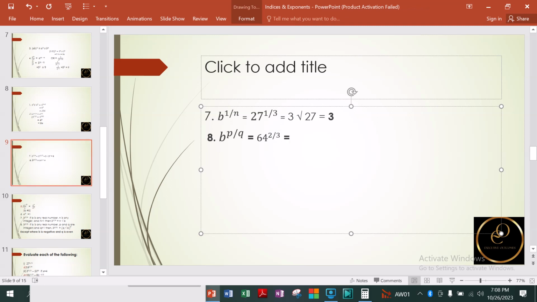So how do we go about it? This is what we do. This one is like saying you have this arrangement. Let me just write it properly.